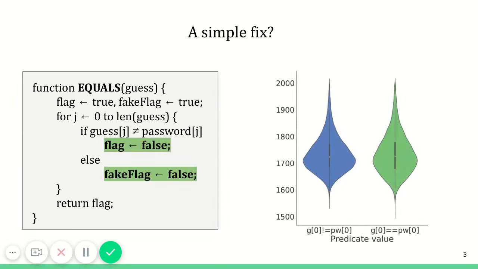Here, we see the results of the same experiments run on this new version of the equals function. Again, the violin plot shown in blue gives the execution time distribution of the program when run on input whose first character does not match that of the password. The violin plot in green gives the execution time distribution when it does match. Now we see a much different story than before. These two execution time distributions seem pretty indistinguishable. So, have we really solved the problem?